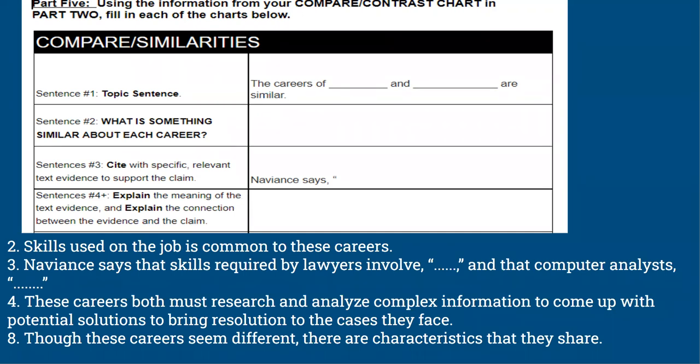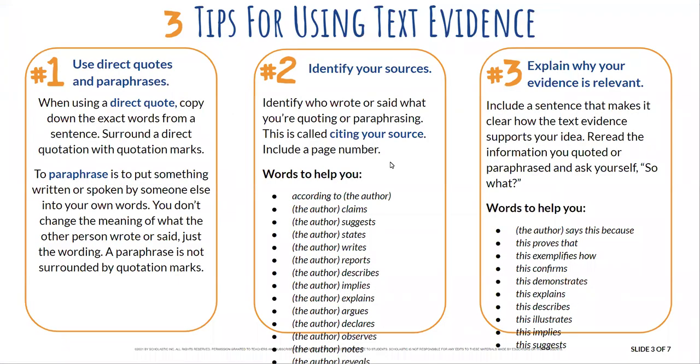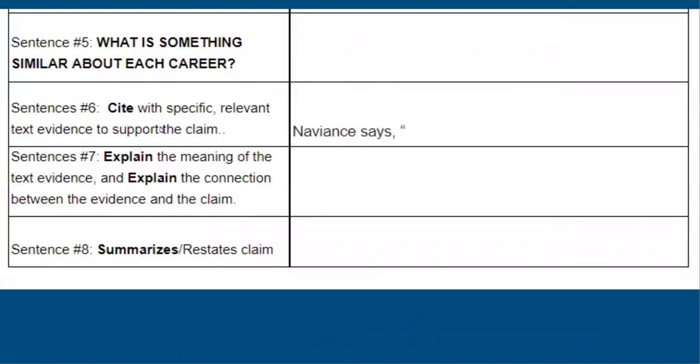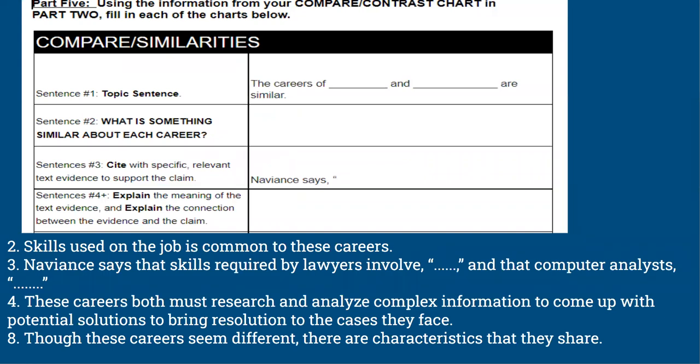And so that sentence number 4 is coming back to this right here, explaining why your evidence is relevant. That's what you're going to do in sentence 4. I'm just going to zoom ahead right now so I can stop this recording. But what you're going to do after this is go ahead with number 5, which is another similarity between the 2 careers. Give your evidence and give your explanation. Same thing. And then for a closing sentence, your summary sentence, here's an example.